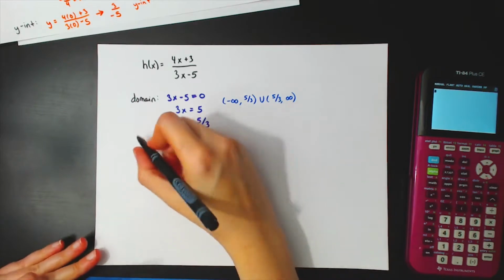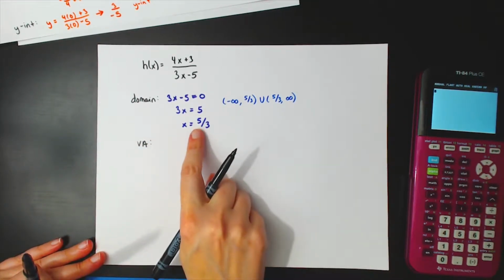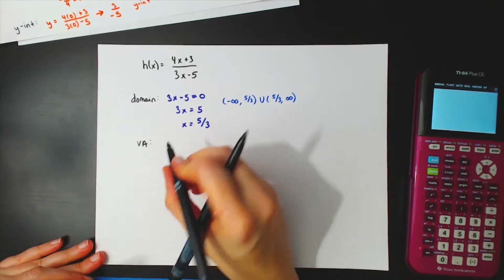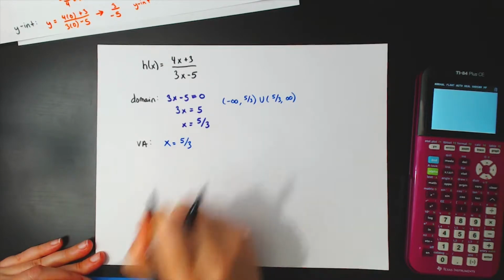Next up, let's identify our vertical asymptotes. Now, you've already done all the work to figure out what value makes 0 in the denominator. So your vertical asymptote is going to be that same value. So your vertical asymptote is going to be x equals 5/3.